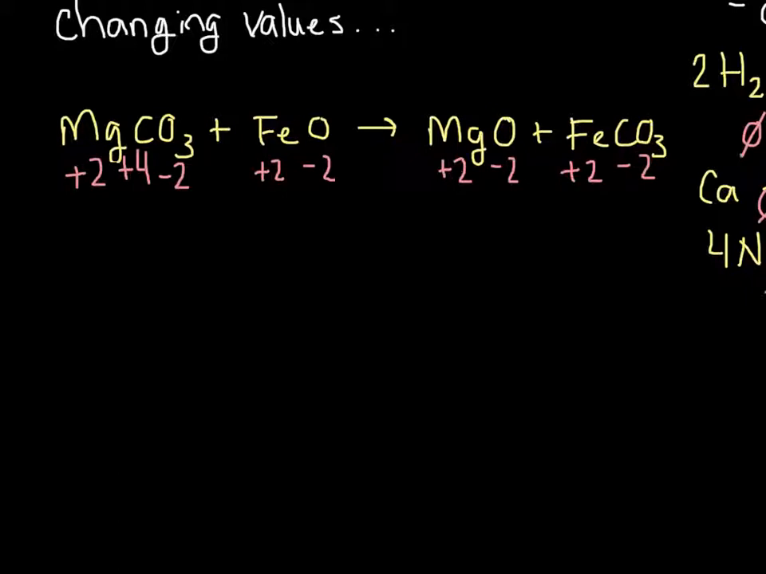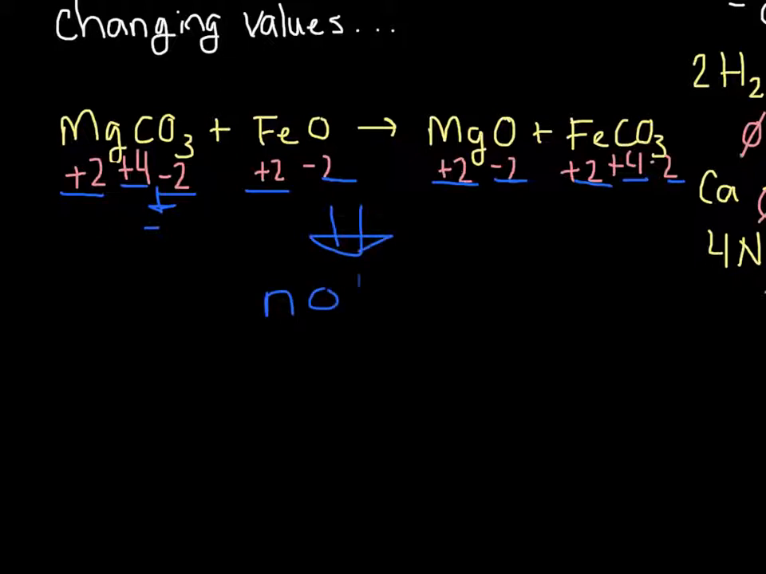If you notice here, magnesium's positive 2, positive 2. Carbonate overall, looking at carbon, positive 4, positive 4. Oxygens, all of them have negative 2, and iron has positive 2. So this reaction is not a redox reaction.